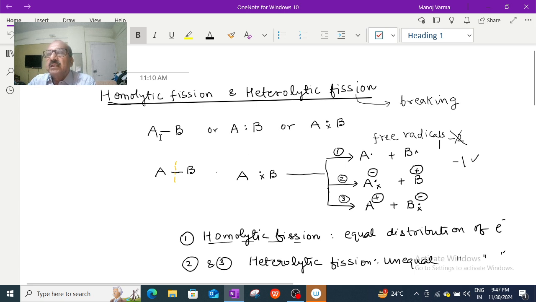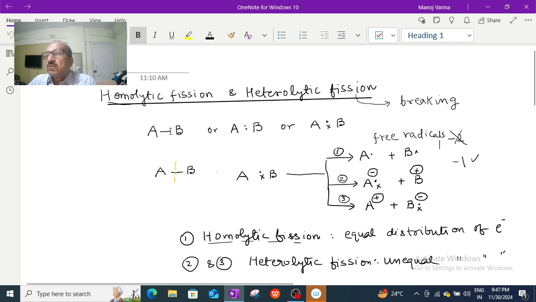We are breaking the bonds in between the molecules, because whenever a chemical reaction takes place, certain bonds must be broken and then certain new bonds should be formed. But how exactly does this breaking take place, that we are going to consider. So there is a covalent bond between A and B. A and B are the two atoms.